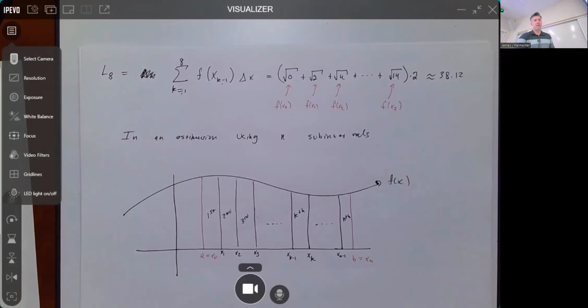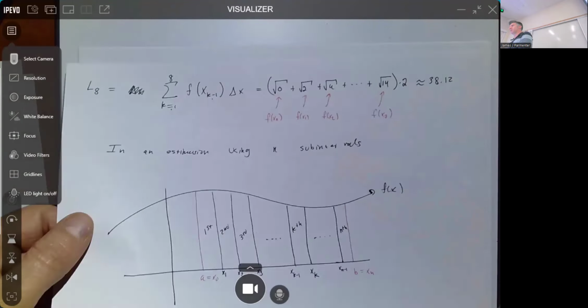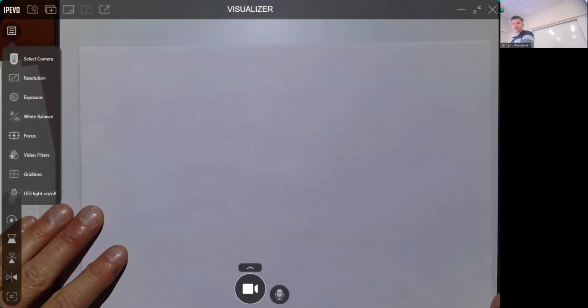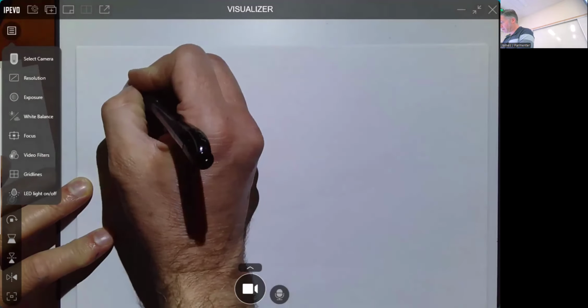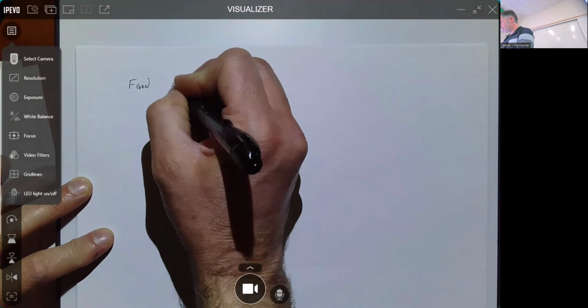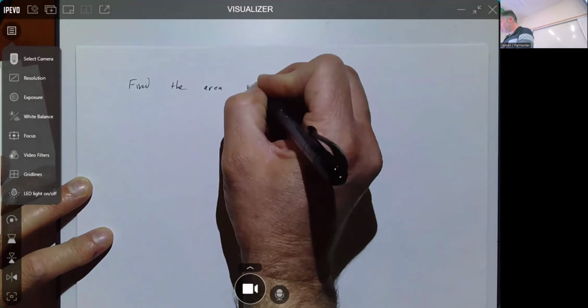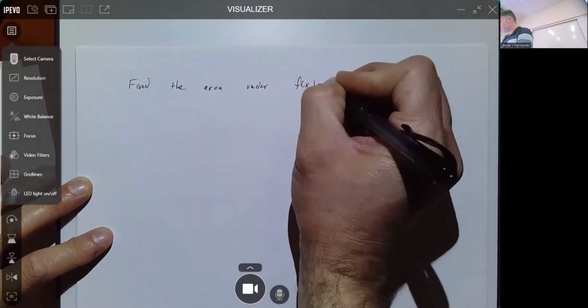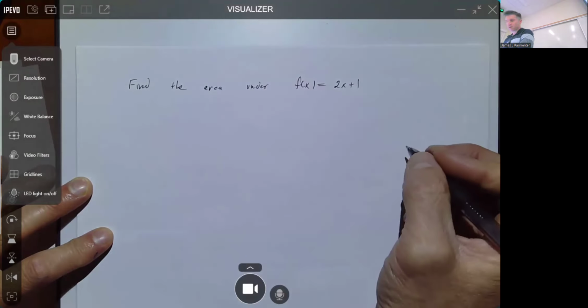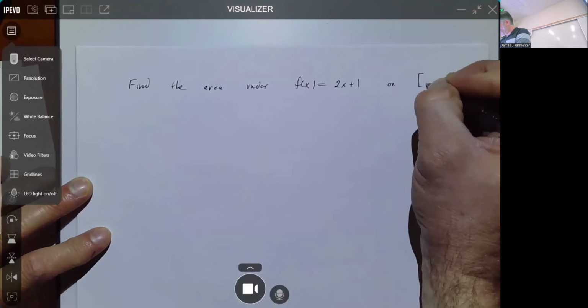Okay, so the idea really is that we want to use this to find the actual area under a curve by taking the limit of all these areas as n goes to infinity. So let's look at an easy example, meaning a function that's not hard to find the area. Unlike the square root, which is kind of, although it can be done. So let's say that we want to find the area under f of x equal to 2x plus 1 on the interval from 1 to 3.